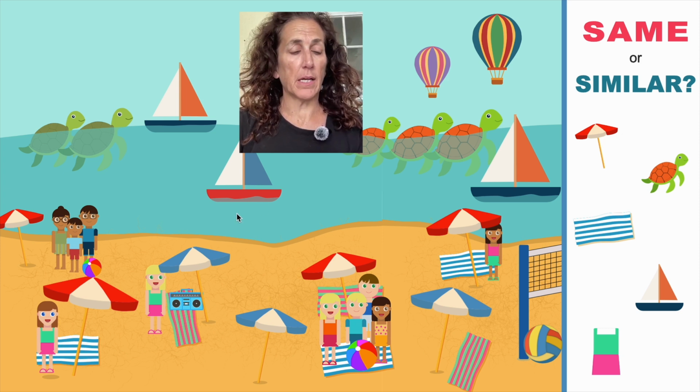This umbrella has a red section, a white section, and a red section. This umbrella also has a red section, a white section, and a red section. It looks the same. This umbrella is the same as this umbrella.